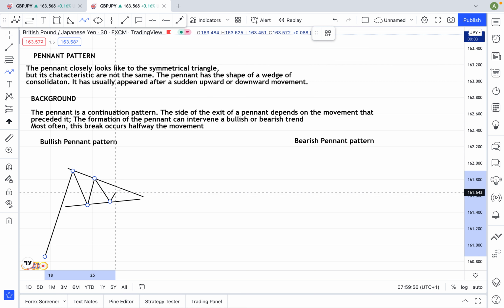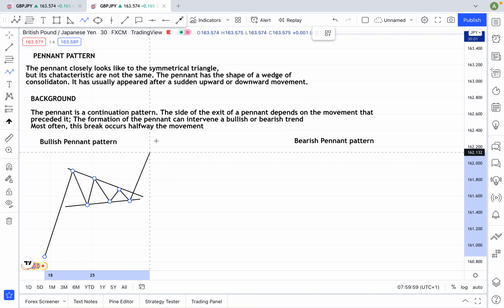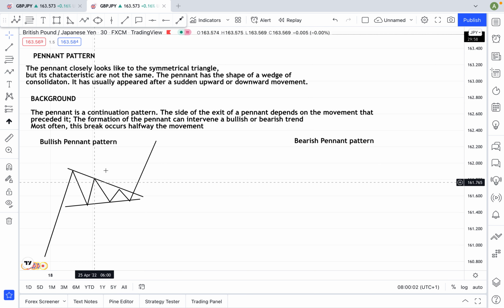But here we are going to have it as the bullish one, and then we have this consolidation, or you can call this ranging, but it's going to a close, right? And then boom, you have it break to the upside.